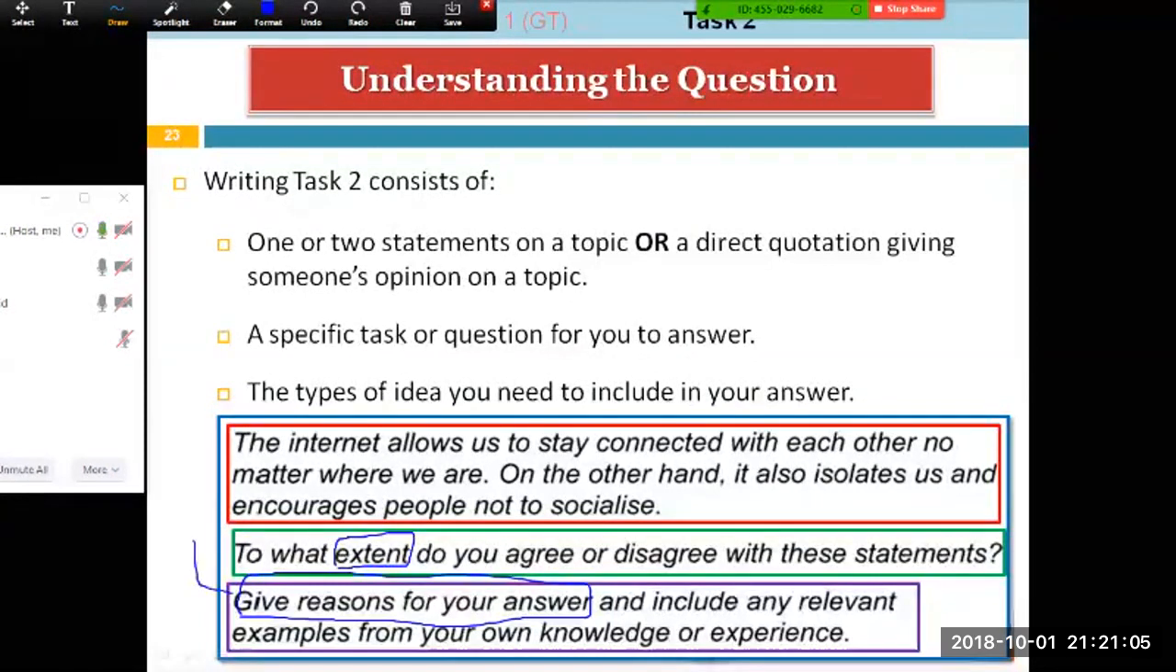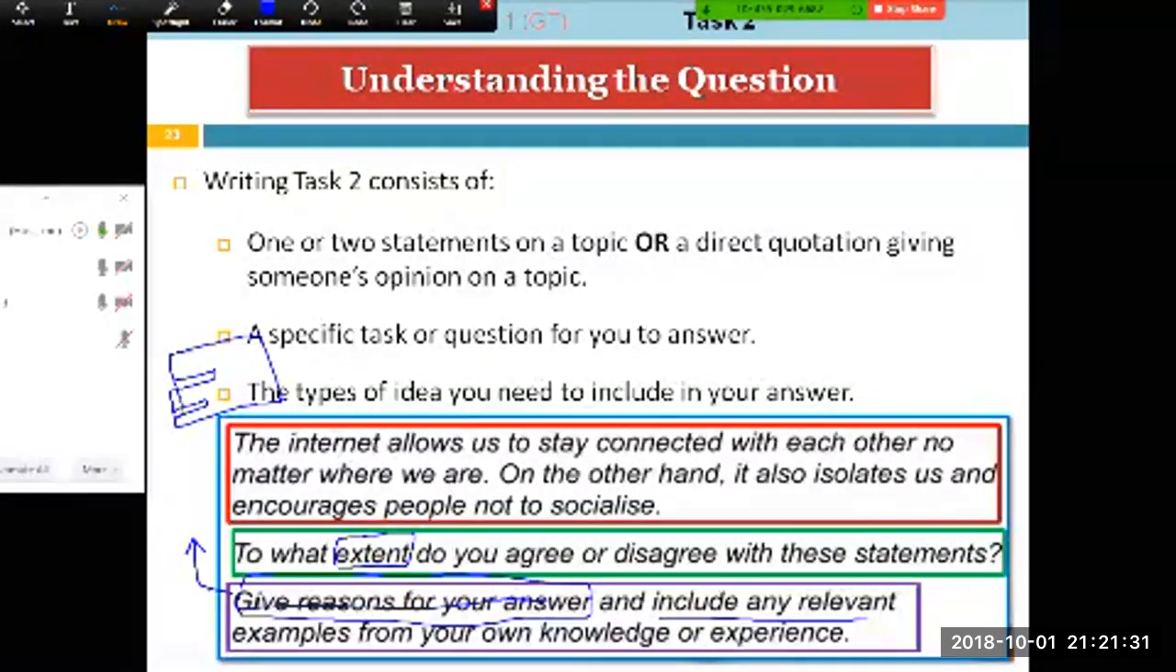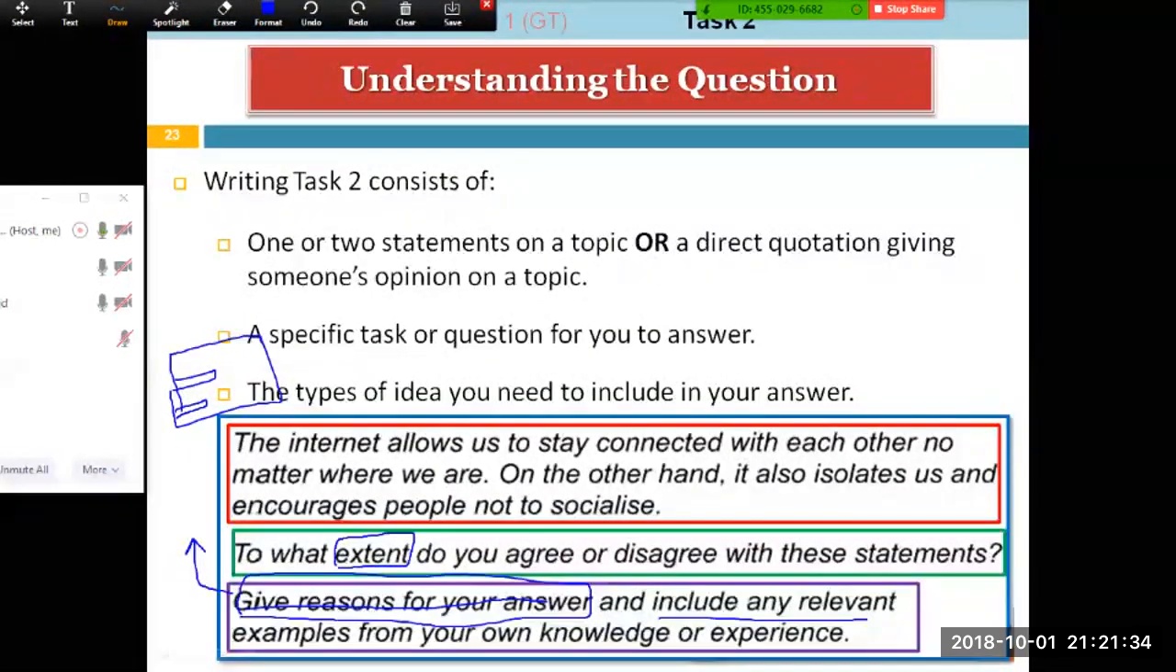I will tell you a format or a structure of the essay in which reasoning will automatically be included. So you don't need to worry about this part. Okay, today I will teach you a structure of an essay in which your reasoning will be automatically included. Next, include any relevant example from your own knowledge or experience.